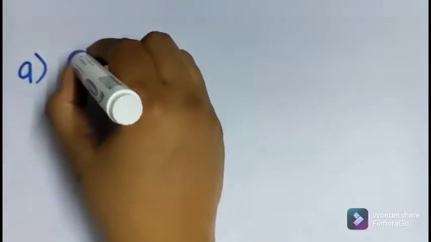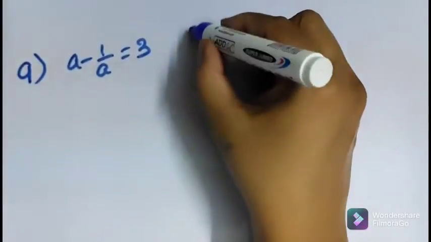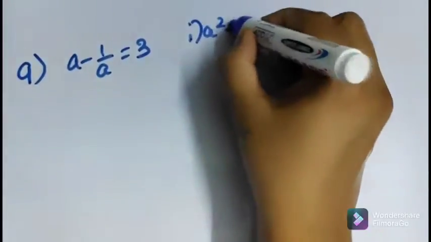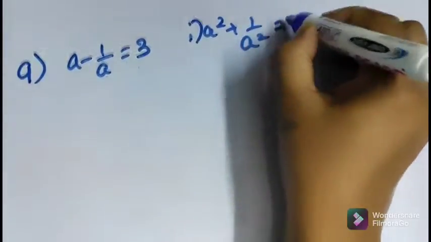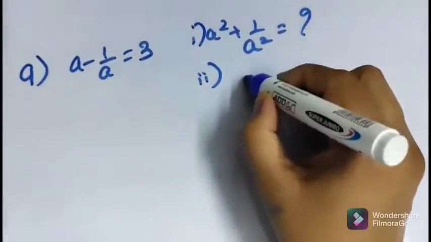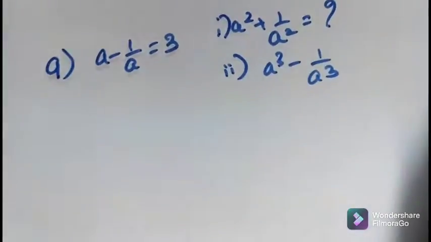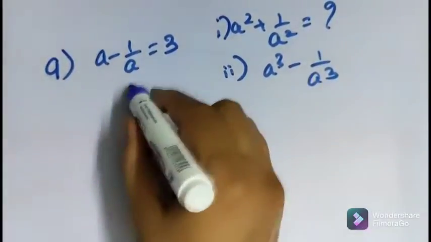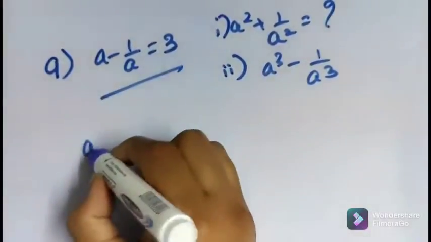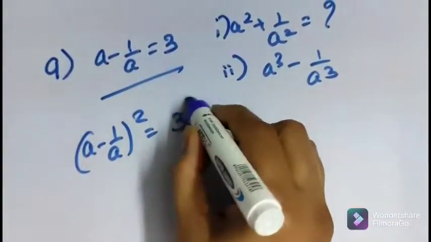Let's do the 9th main now. 9th main question is a minus 1 by a is given as 3. We're supposed to find the two parts here. That is a square plus 1 by a square is equal to the value of it, and a cube minus 1 upon a cube. So for the square, we just square this equation what we have right now. A minus 1 by a whole square is equal to 3 square.